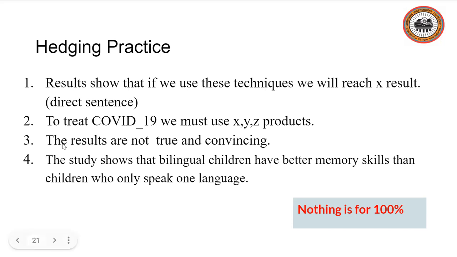The second one: to treat COVID-19, we must use XYZ product. Another researcher comes and says, you know, I did a similar experiment and I didn't have that result. Again, we need to hedge it. To treat COVID-19, we can use, or I suggest that we can use, or there is a possibility to use XYZ products. So this overall process of making a statement that is not 100% certain is called hedging practice.